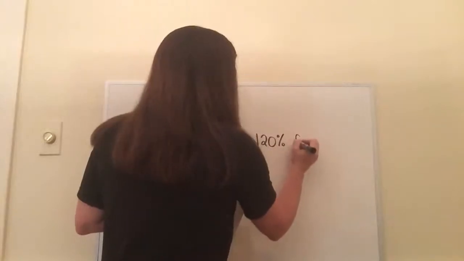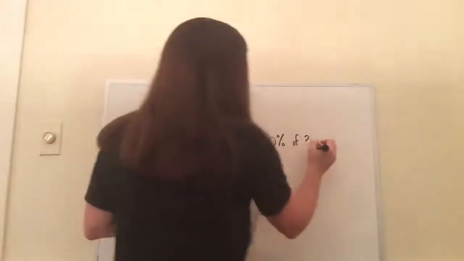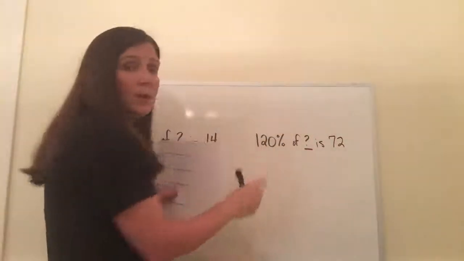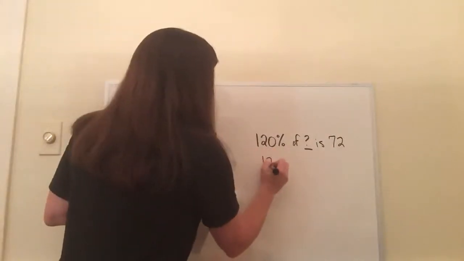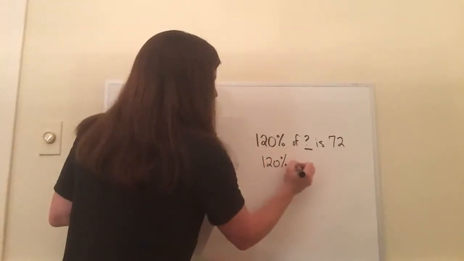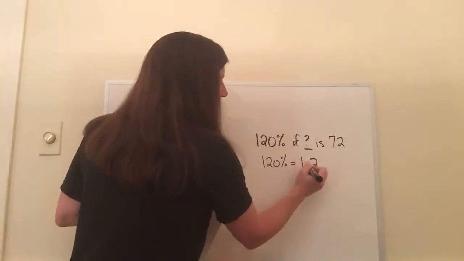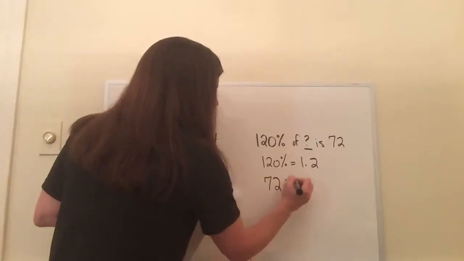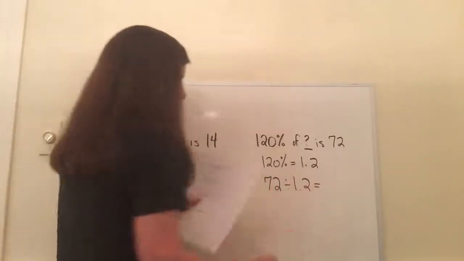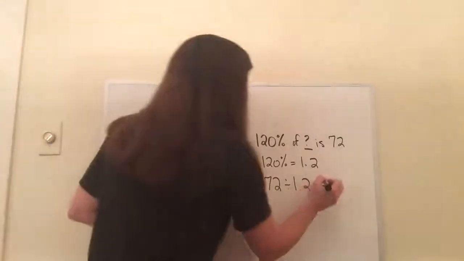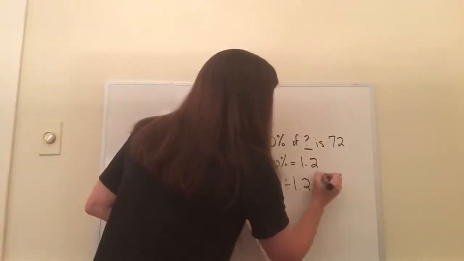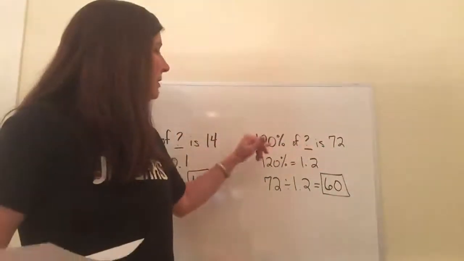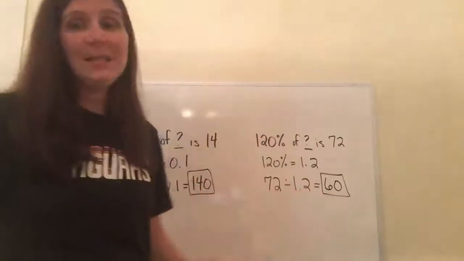And the last one. 120% of what number is 72? 120% is the same thing as the decimal 1.2. So I'm going to say 72 divided by 1.2, and I get 60. So 72 is 120% of 60.